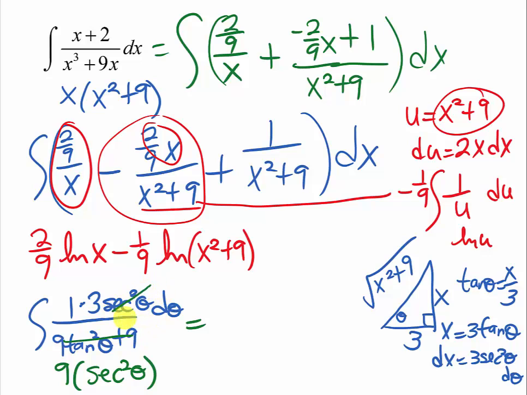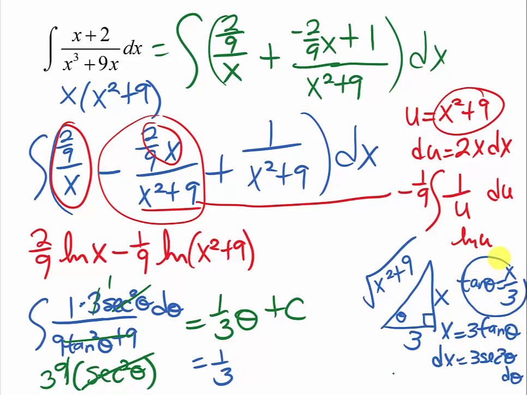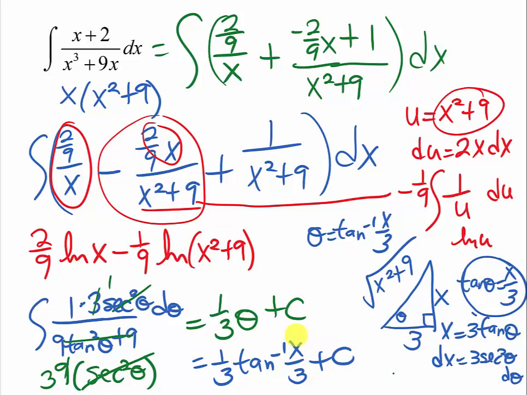Oh, well then this secant squared will go with this secant squared, and then this 3 will reduce with this 9. So I just have 1/3 and then just d theta, so that becomes theta plus a constant when I integrate that. Okay, finally then I have 1/3, but what was theta? Well, here was my connection, so theta would be tan inverse of x over 3. So this is going to be tan inverse of x over 3 plus a constant.